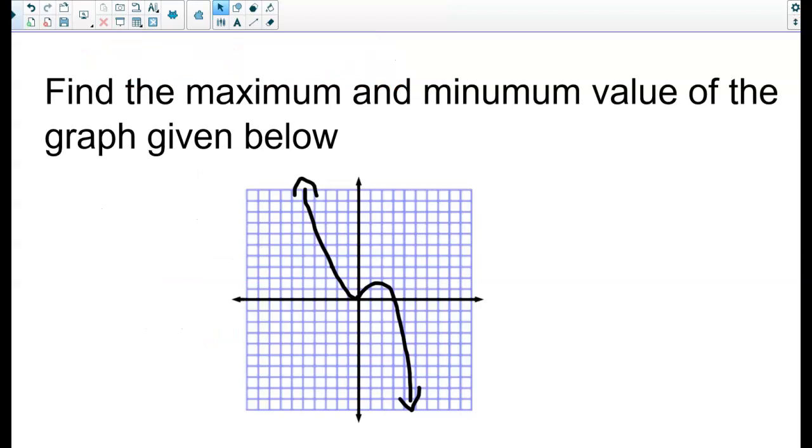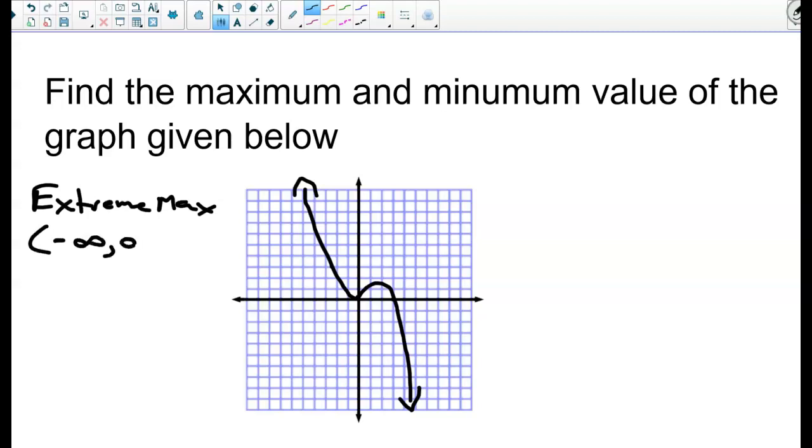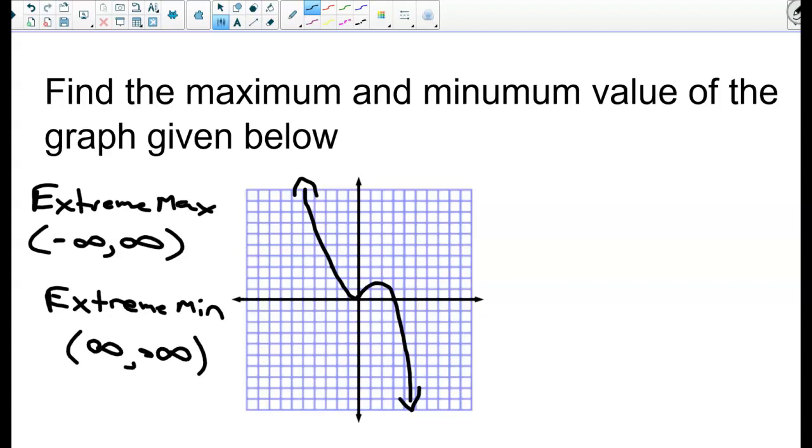What is the maximum and minimum value of the graph below? What you're looking for is, what is the local maximum and local minimum? So the extreme max would be negative infinity to infinity. That's the extreme min. Extreme max is infinity. The extreme min is X. If they were looking for that point, it would be this.